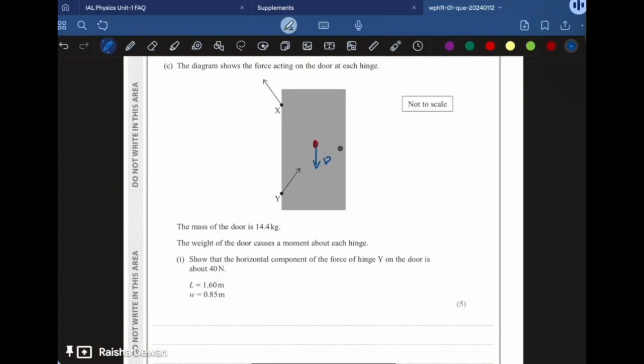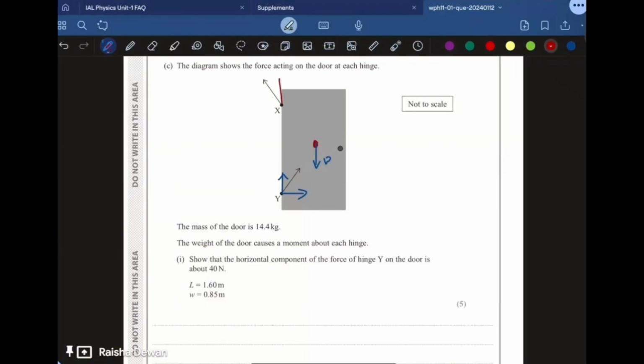Show that the horizontal component of the force of hinge Y on the door is about 40 Newton. So one thing that we can see is the force at Y is at an angle, right? It is at an angle. So as it is at an angle, we can assign it horizontal and vertical components. So these are our horizontal and vertical components. And as X is also a hinge and X is also a force, it will also have a horizontal and vertical component.